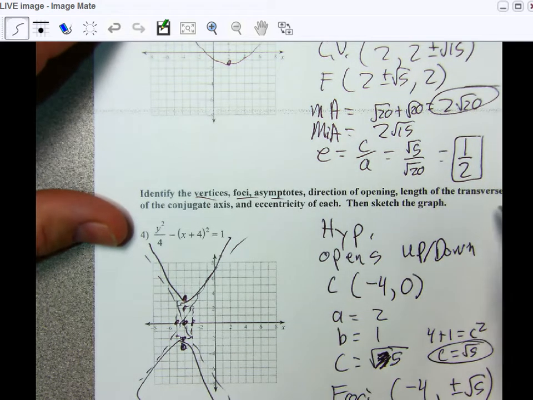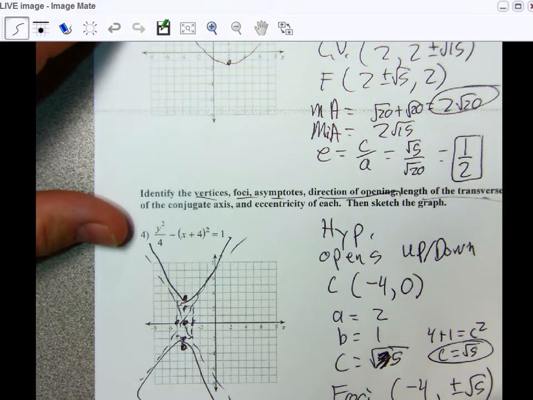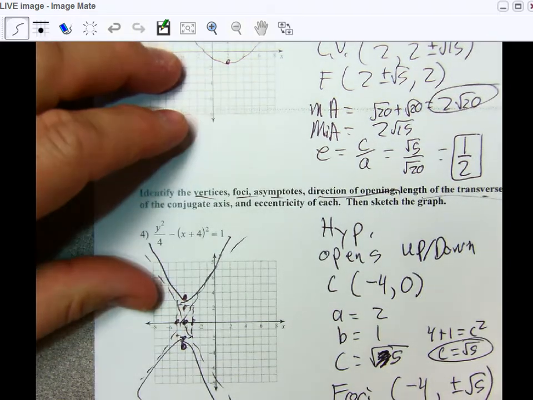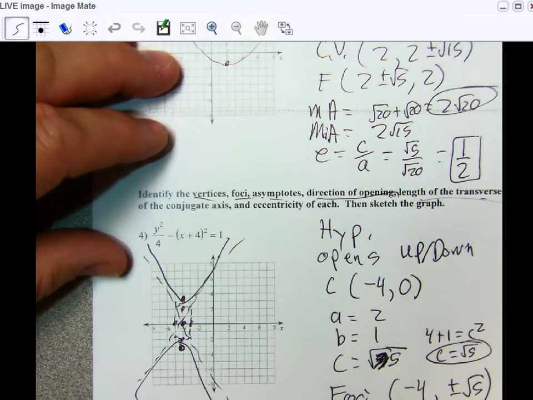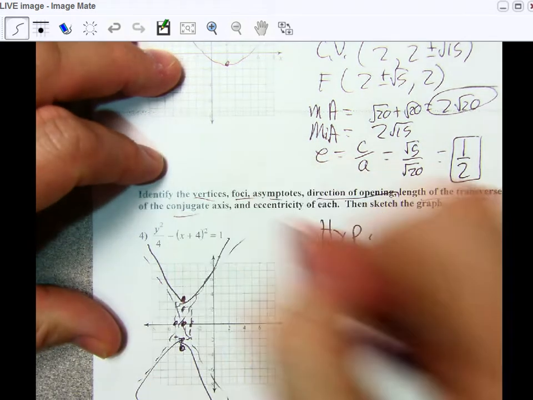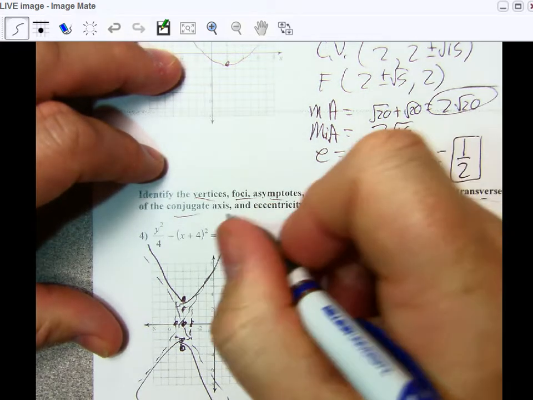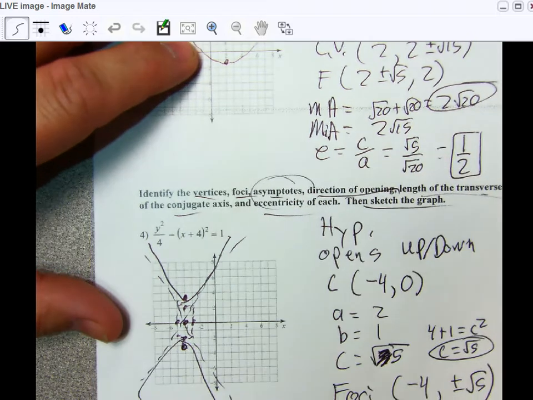There you go. And we want the length of the transverse axis. So transverse axis is going to be up and down. So transverse axis is going to be total of 4 in this case. Conjugate axis is going to be a total of 2. Check, check. Eccentricity equals C over A. So that's root 5 over 2. There you go. And eccentricity, sketch graph. Cool.